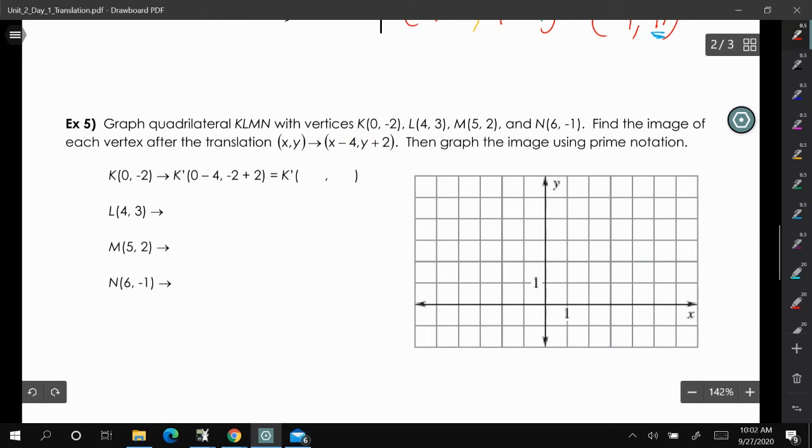In example number 5, it's asking us to graph the quadrilateral with these 4 vertices. And then we're going to find the image of each vertex after this translation, and then graph the image using prime notation. So first thing we're going to do is graph these original points. So K is 0, comma, -2. So here's K. L is 4, comma, 3. M is 5, comma, 2. And N is 6, comma, -1.